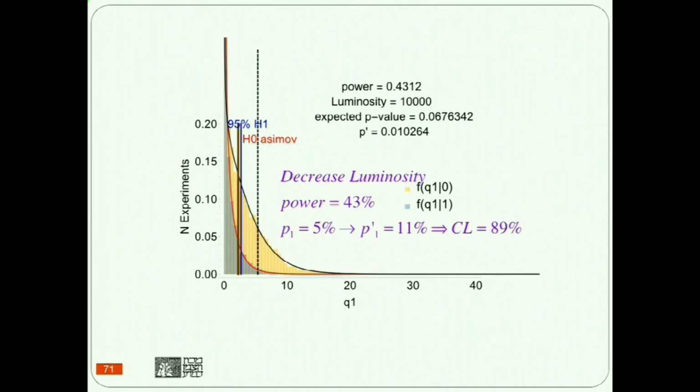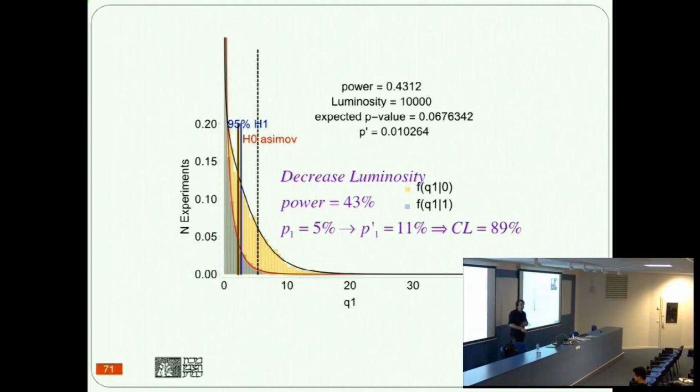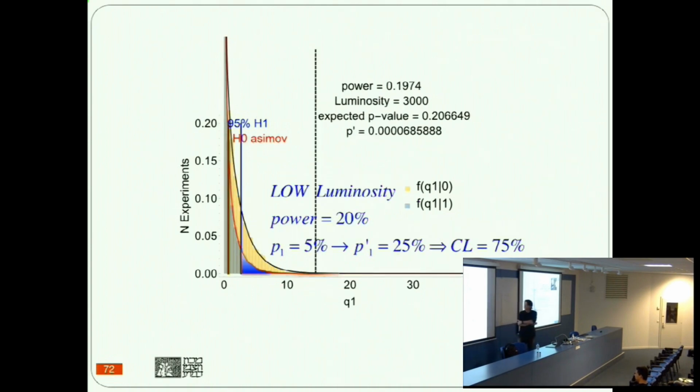Now let's decrease the luminosity. Let's decrease the luminosity to 10,000. You were at 20,000, now 10,000. In this case, the power becomes 43%, decreasing. The 5% goes to 11%. Very bad.